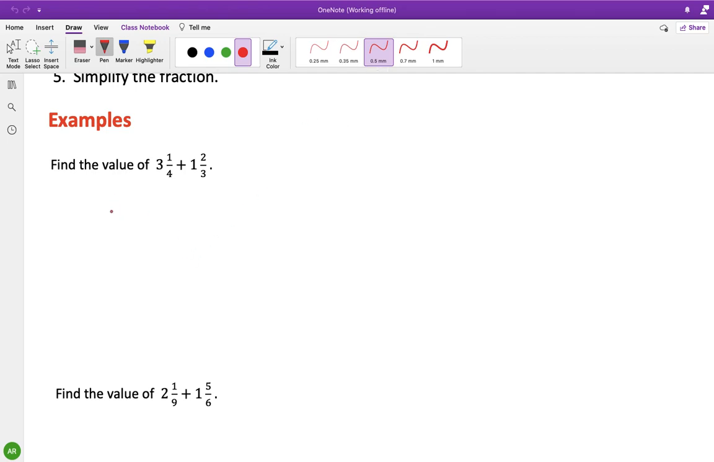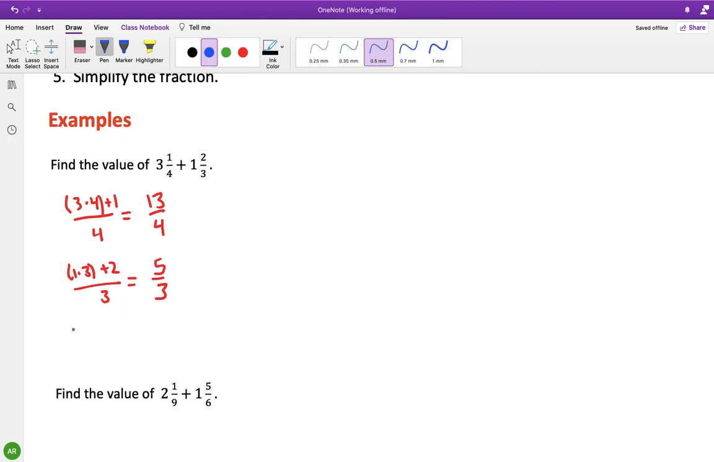Okay, so the first thing I want to do is convert the 3 1/4 into an improper fraction. So that would mean I have 3 times 4 plus 1 divided by 4, which is going to equal 3 times 4 is 12 plus 1 is 13. So I get 13 over 4. Okay, and I'm going to do the same thing with the 1 2/3. So that'd be 1 times 3 plus 2 over 3, which would equal 1 times 3 is 3 plus 2 is 5.